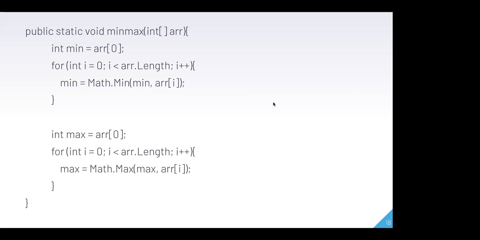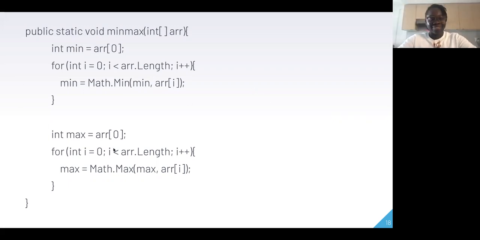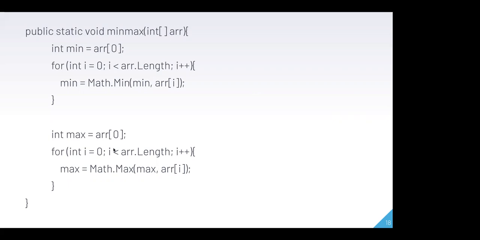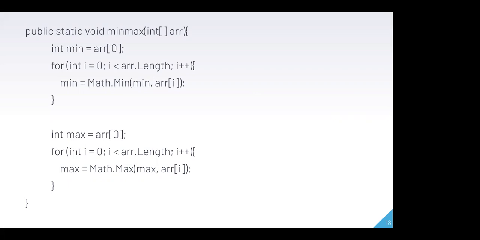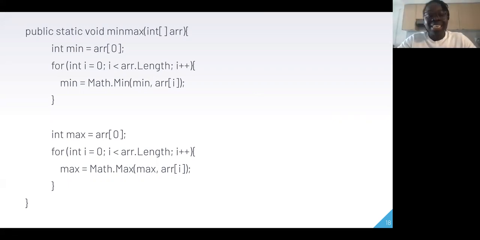Log n. This one? Yeah. Sorry, not log, sorry, like O of n. Yeah, O of n. It is O of n. Even though it's 2 for loops, even though we are running through it 2 times, it is still O of n. Why? The reason why.